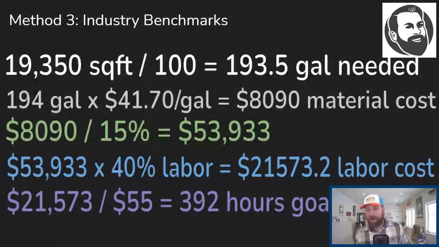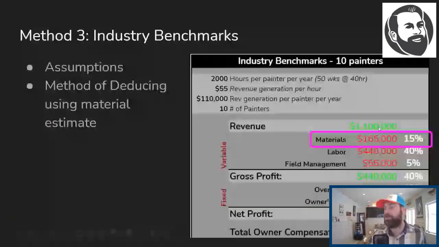So again, if you go back to industry benchmarks here, this is what we're sort of talking about. This is kind of like a budget. It's something to strive for when you have this many painters. It brings the whole world of options down into how much money should I actually be making doing this? Well, here's something to strive for. And this would be a goal.